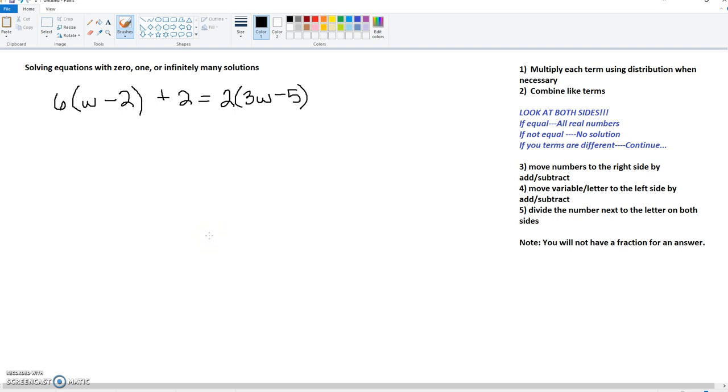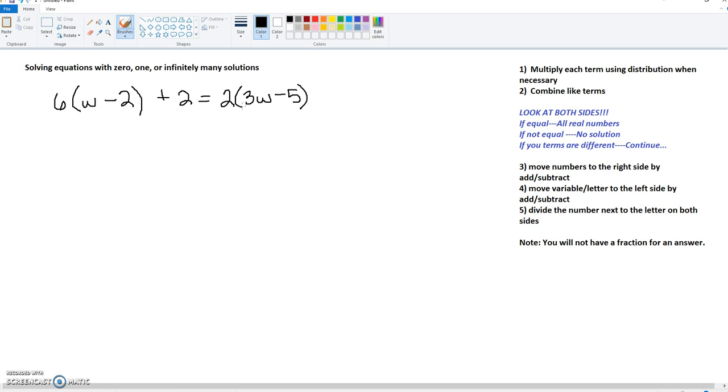Solving equations with 0, 1, or infinitely many solutions. With this particular topic, you will have two equations that you'll need to solve or to find a solution. So we're going to look at this one first, and then I'll write the second one up.